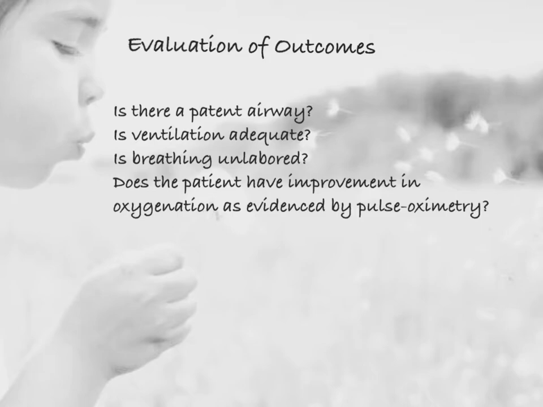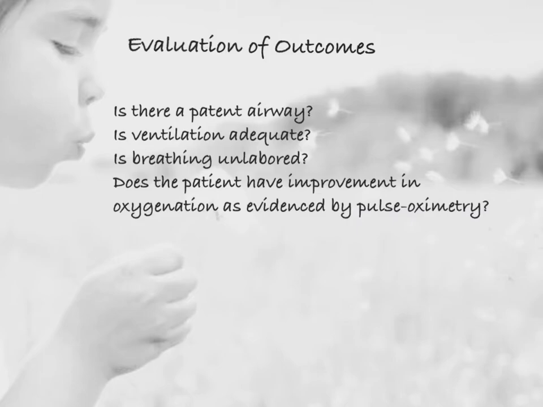We want to know if they are breathing effectively. Is there ventilation moving enough air in and out of their lungs? Is their breathing unlabored or less labored than it was? If so, we know that our intervention is effective. And really what we want to look at is that the patient has clinical signs of better oxygenation. So pulse oximetry would be one criterion there. If their pulse ox was 88 and now it's 97, we succeeded.